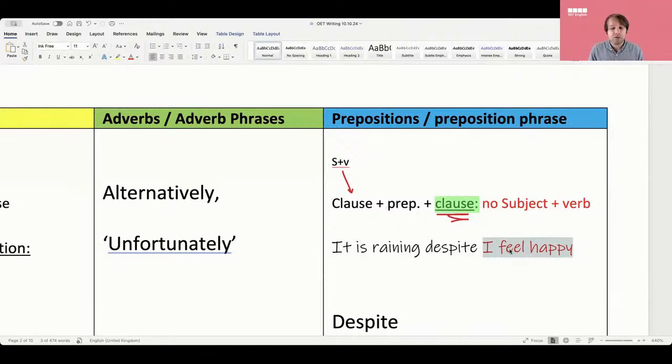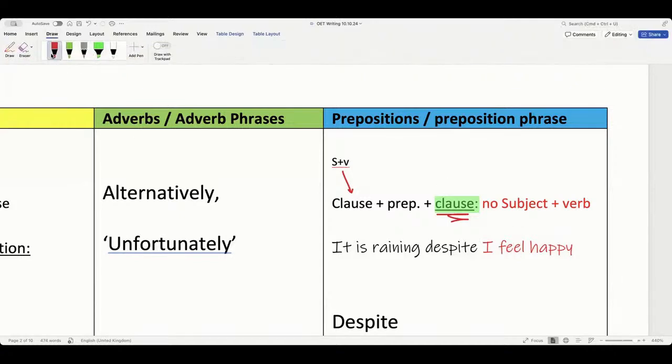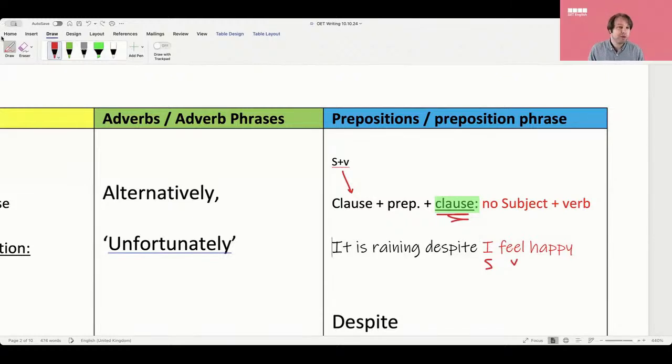I feel happy is wrong. We said when we use a preposition, we have to remove the subject. We have to remove I, and also add ing to feel. Excellent. So it should become not I feel happy, it should be feeling happy, right? And we talked about this on Monday. Does everyone remember me talking about this? Yes, you see the class.